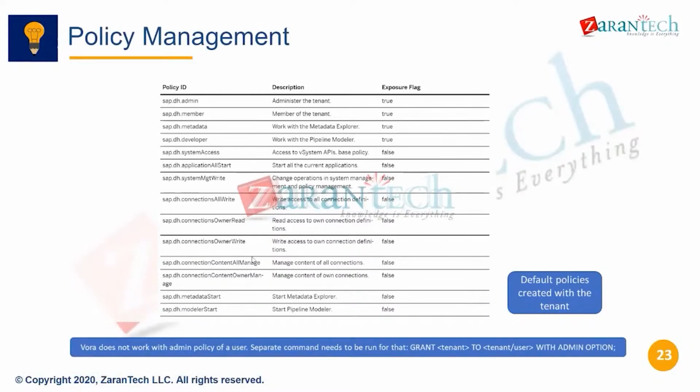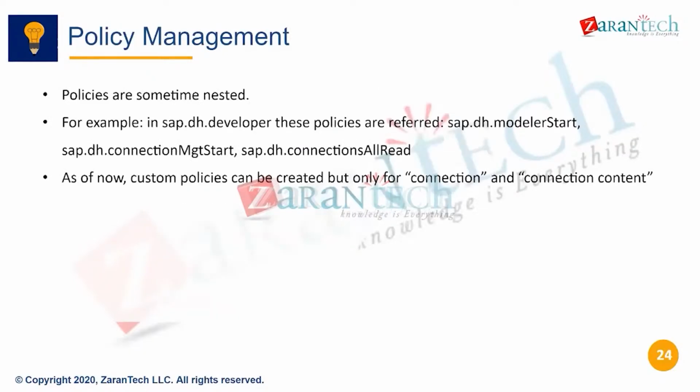So that is why you will not be able to see these policies in your tenant, right? And within policy management, we have some policies which can be nested also. That is, you can inherit a policy and then call that a nested policy. And then custom policy, as I had told you, is only available for connection and connection content, right?